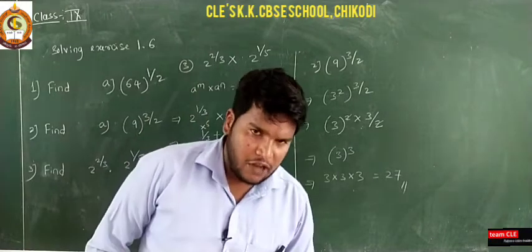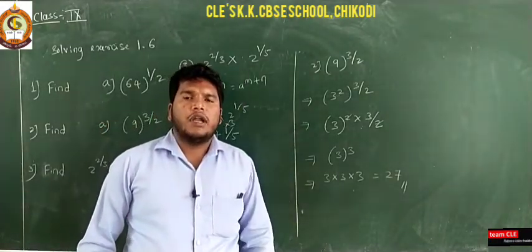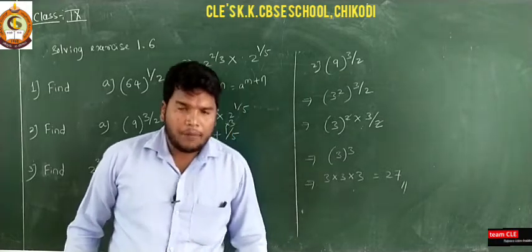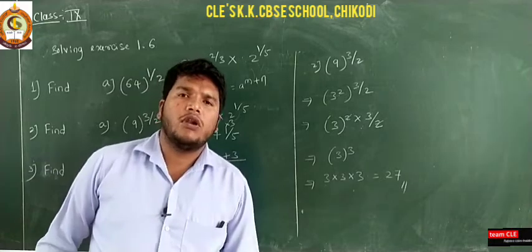This is the last part of your exercise 1.6, and this completes your number system, that is chapter 1. In the next class we will start one more chapter, that is polynomials.